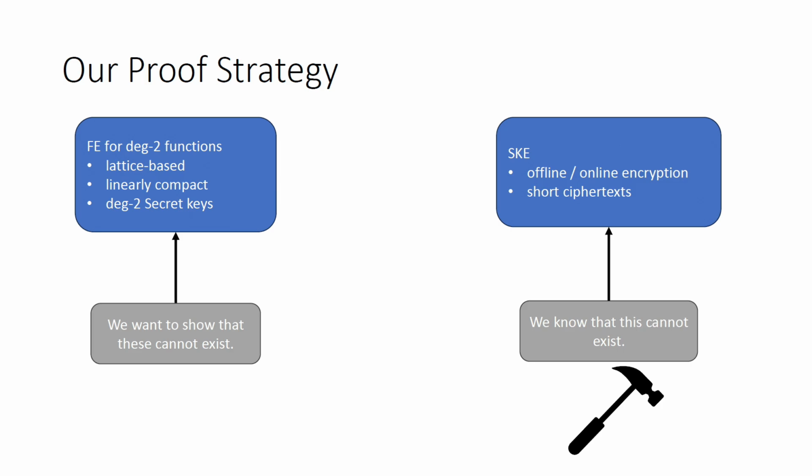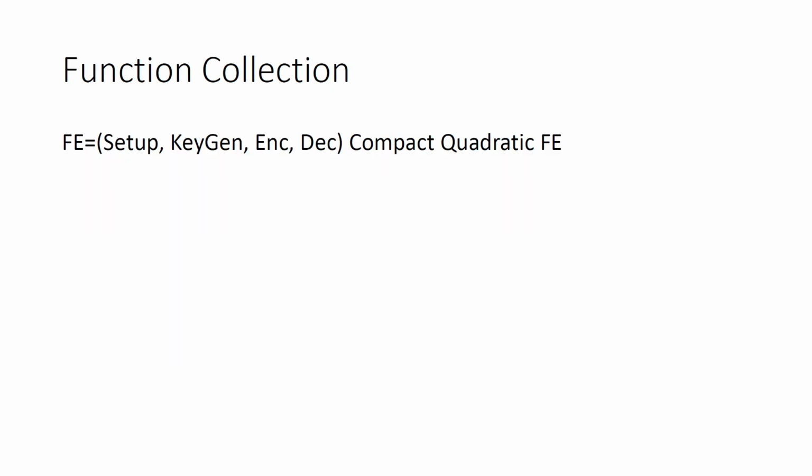And you know, when your tool is a hammer, you have to transform your problems into nails. So the thing on the right side, we know it cannot exist. The thing on the left side, we want to show it does not exist. We take our FE scheme and transform it into a forbidden SKE scheme. That's the whole idea. Yeah, now it gets technical, I'm sorry. How do we do that?